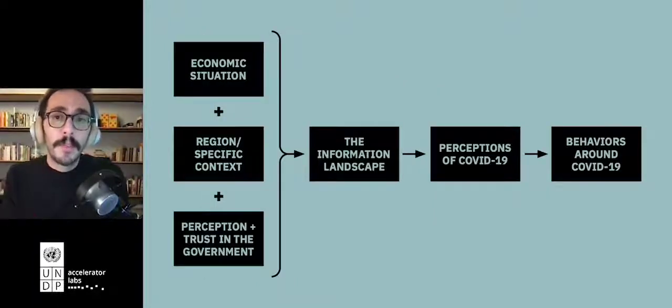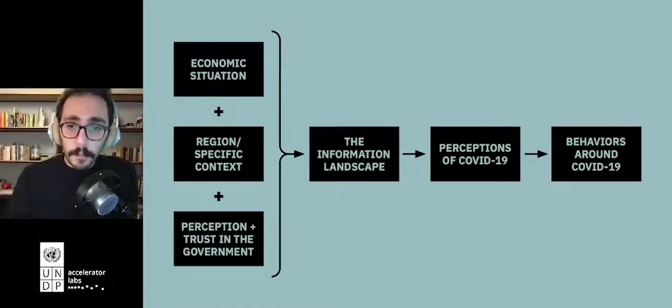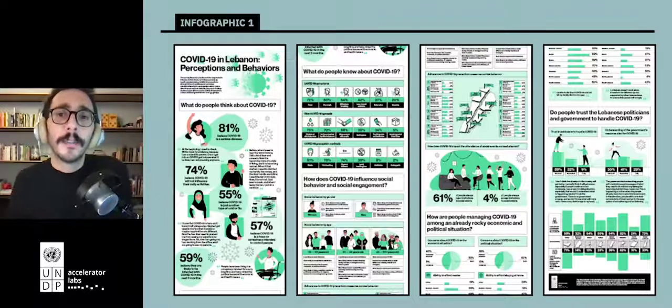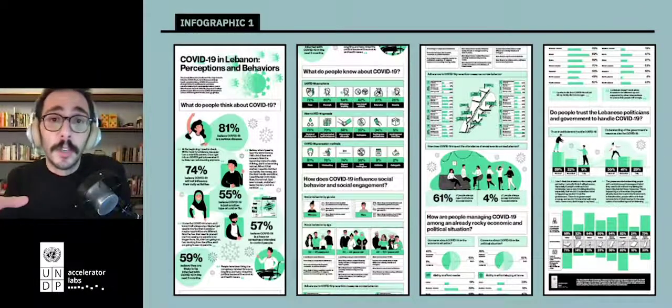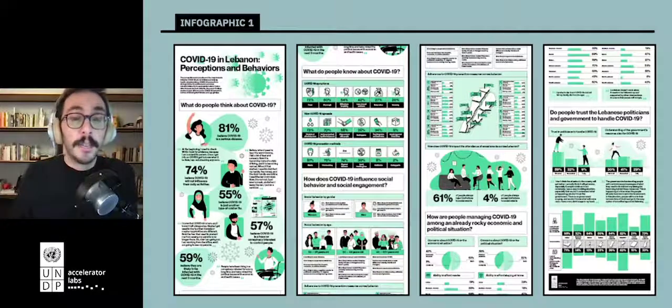So people's perceptions of and behaviors in response to COVID-19 are overdetermined. They result from the economic situation to start with, the region and the context in which they live, and their perceptions and trust in the government. These factors are intimately tied up in the information landscape of Lebanon, and this informs people's perceptions, which in turn informs their behaviors. You can see the detailed results of this phase of the research in an infographic and in a blog post that we produced. I will share a link to them at the end of the deck.